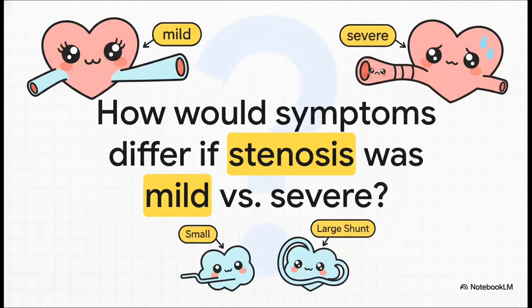And I'll leave you with a final thought to really make this stick. Since we know that pulmonary stenosis is the main thing that drives how sick a patient is, how do you think a patient with mild stenosis would present differently from one with severe stenosis? Think about the pressures. Think about the direction of the shunt. It's by wrestling with questions like these that you go from just memorizing facts to actually understanding the physiology.